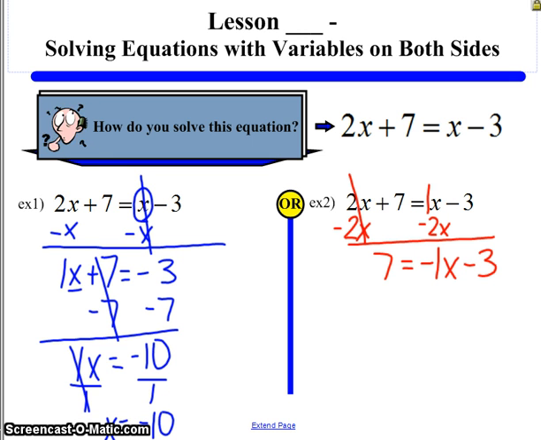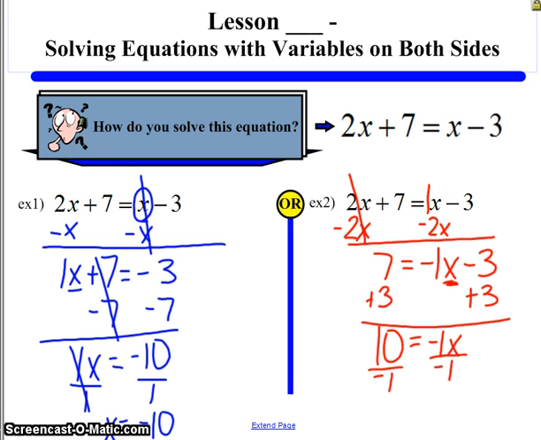Now we're going to concentrate on getting that x alone, so we're going to add a 3 to both sides. That gives me a 10 equals negative 1x. And last step, divide both sides by that negative 1 to get the x alone. And again, we do indeed get negative 10 for the x value.